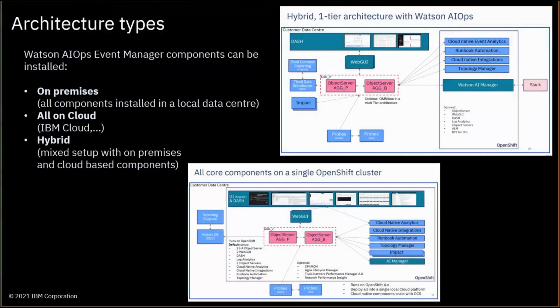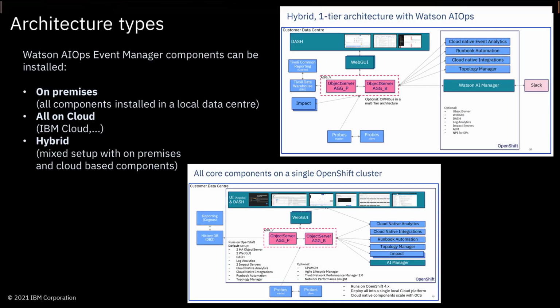But before we go into the demo, I just want to talk a little bit about what kind of architecture possibilities we have. With Watson AIOps, we can install everything into an OpenShift environment. That's something we call a cloud deployment. The OpenShift environment can be hosted locally in your own data center, or in the IBM data center, or in any other provider. So this is definitely something that can be considered.